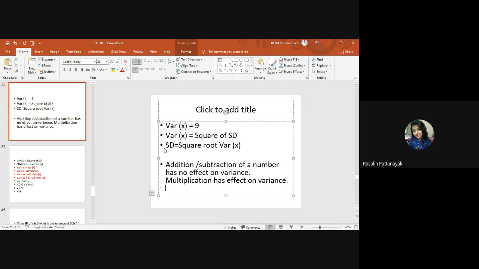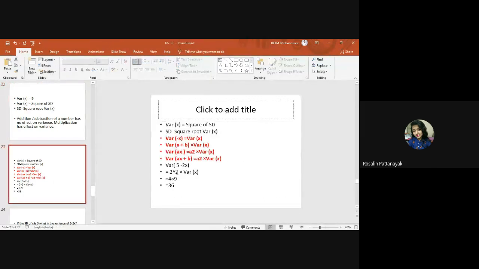I repeat, there is no effect of addition and subtraction of a number on variance. That is why you have to take the 2x or x value. In case of the x value, we have 2 given. That is why I made here 2 squared into variance. Variance is given in the question, that is 9. So the square of 2 is 4, and 4 into 9, that is.